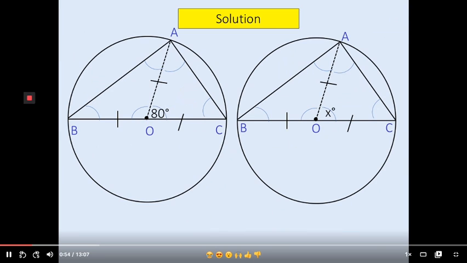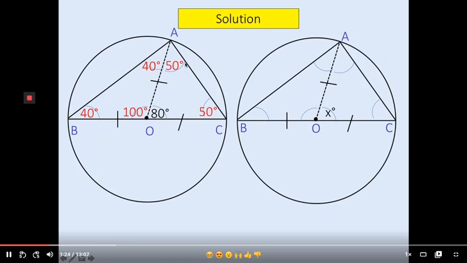Okay, here's the solution. With the numbers, we start off with 80 degrees here, and we've got an isosceles triangle because we've got a radius and a radius. So 180 take away 80 divided by 2 gives me 50 and 50. This angle's on a straight line, so that's 100. So 180 take away 100 gives me 80. Divide that by 2 and we get 40 and 40. So we've shown that this angle here is 90 degrees.